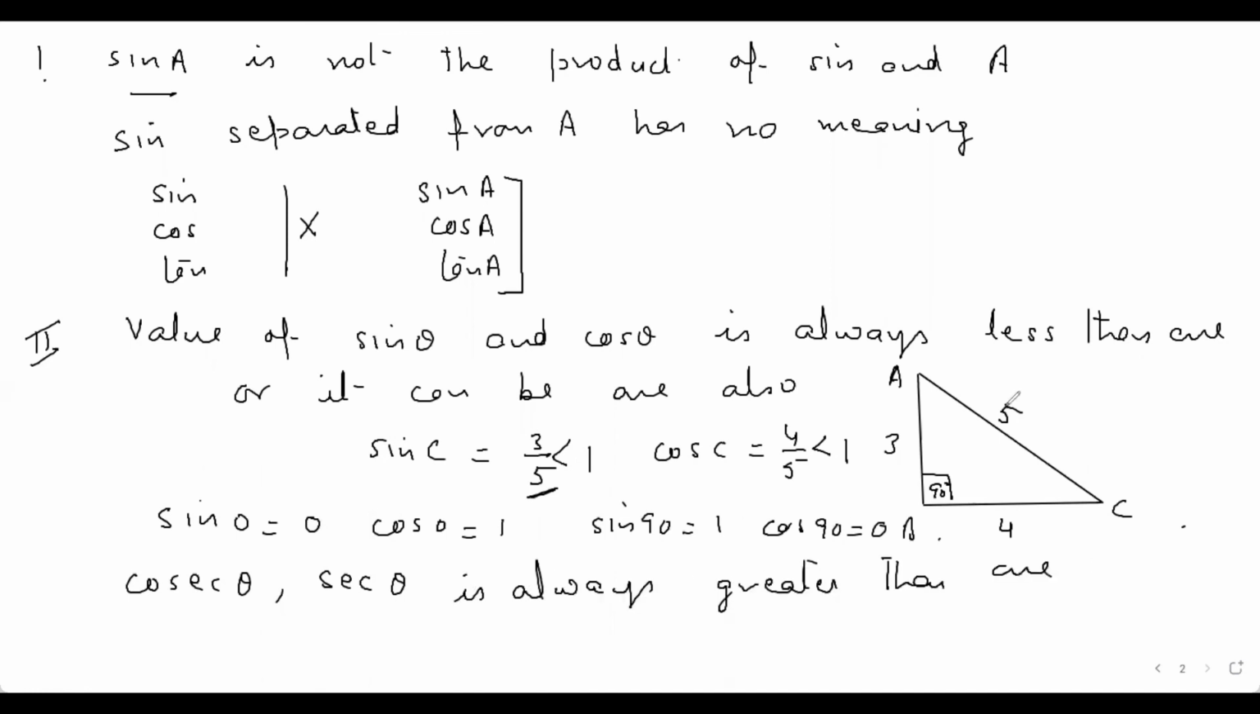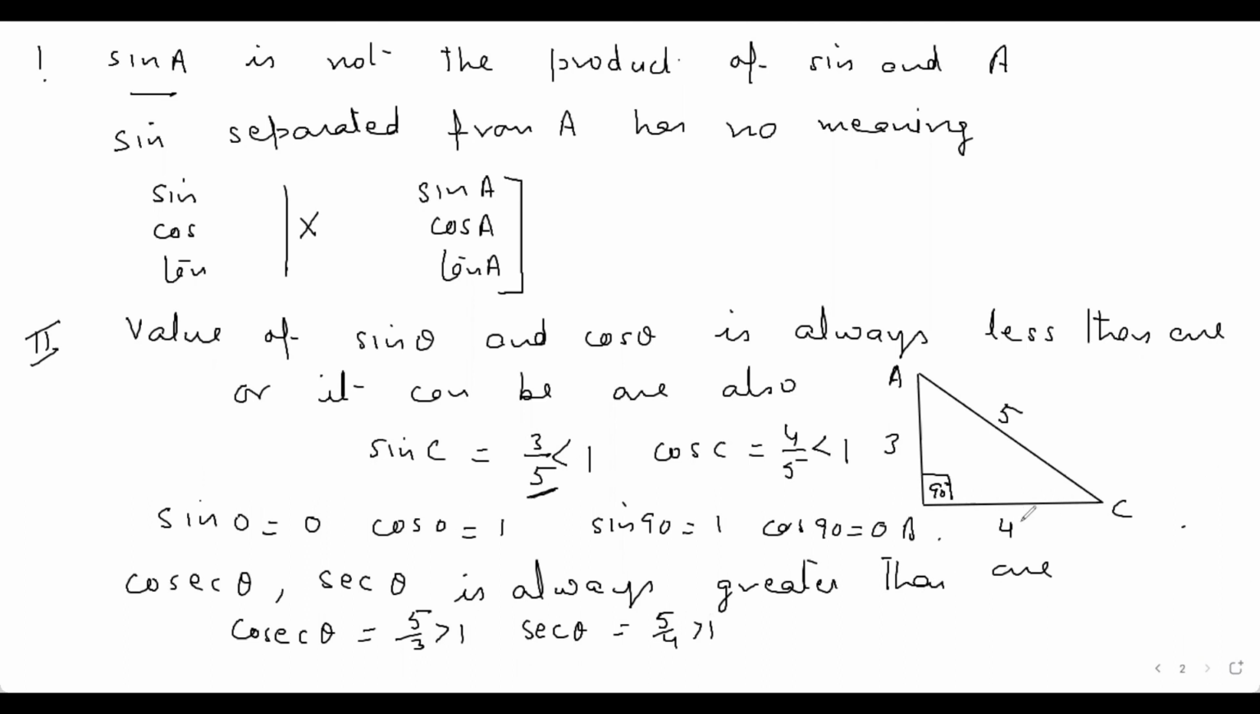Why? You can see in this figure, the value of cosec theta is 5 by 3. The value of sec theta is 5 by 4. And this is greater than 1, because hypotenuse comes in the numerator, and that is the longest side. So the value of cosec theta and sec theta will always be greater than 1, and the value of sin theta and cos theta will always be less than 1, or it can be 1 also.